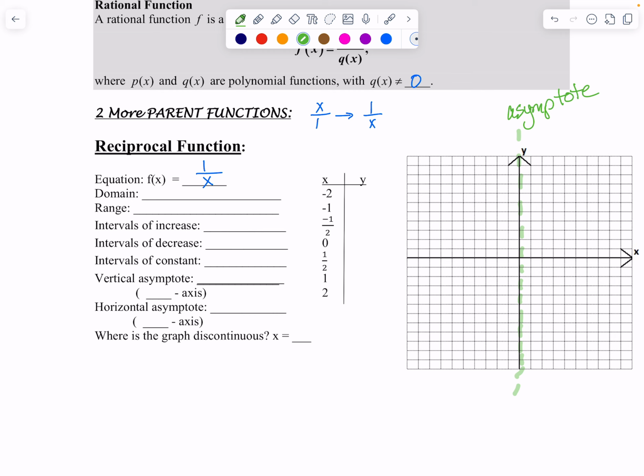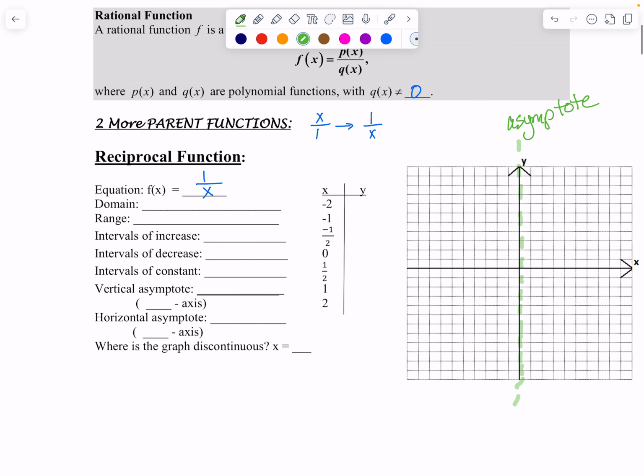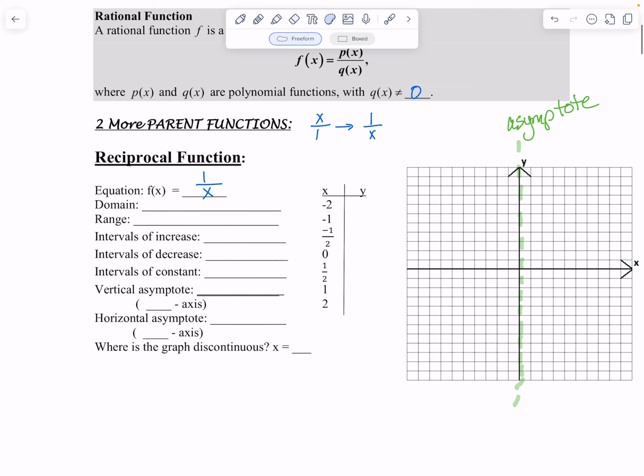We actually have a horizontal asymptote on this one as well, because notice that the top is 1. When your top is 1, 1 divided by anything can never be 0. It's like you always have one slice of pizza, no matter how many slices you divide your pizza into, whether it's 2 slices or 8 slices or 200 slices, you always get one piece. So that means that your y can never be 0.